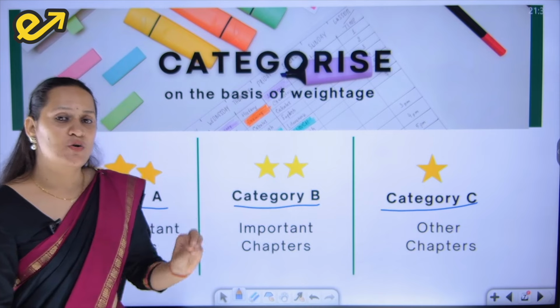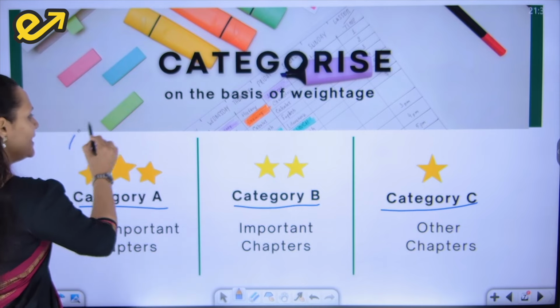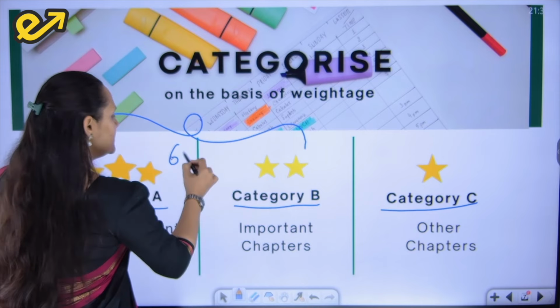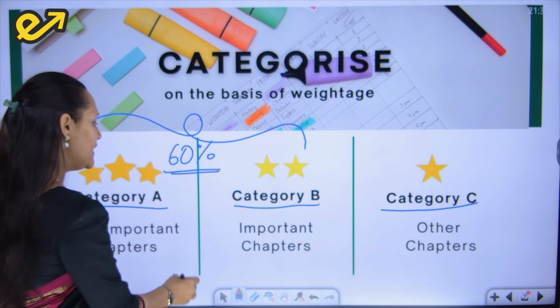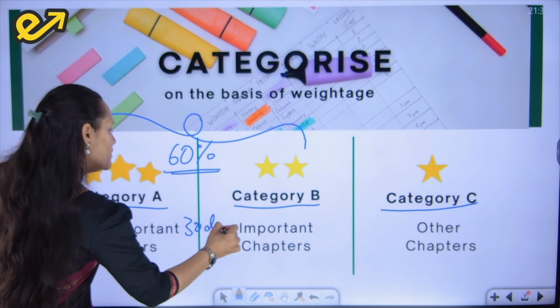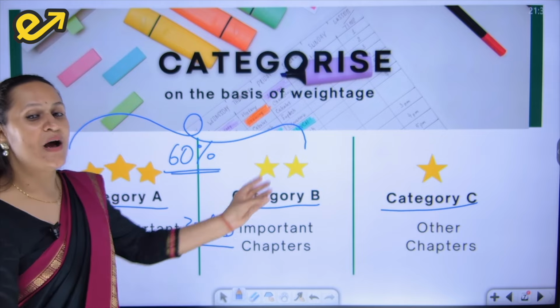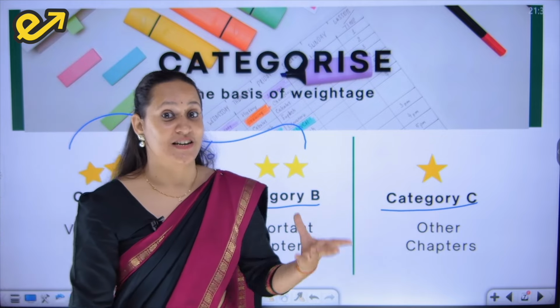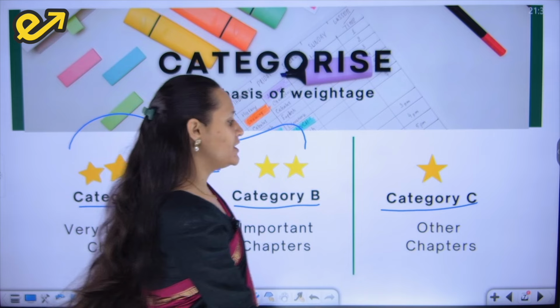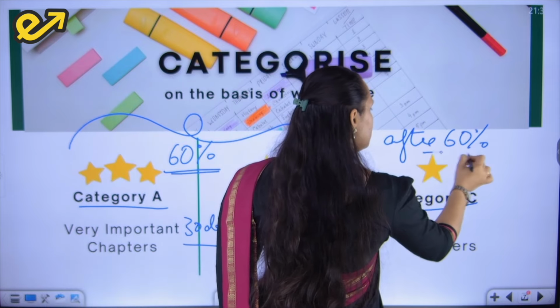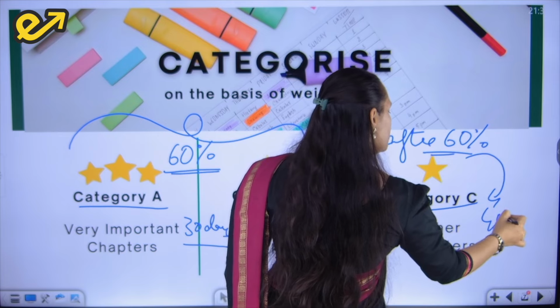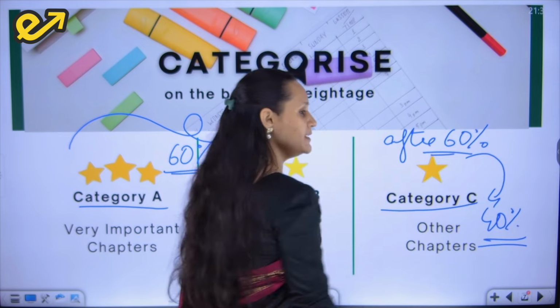Now, what we are going to do is, this category A and category B is the 60% of the syllabus that we are going to focus on in completing within the duration of 30 days. Now, what about the other chapters? Should you not study at all? No, you should study this, but after completing the 60% of the syllabus, after that you should focus on the remaining 40% of the syllabus.